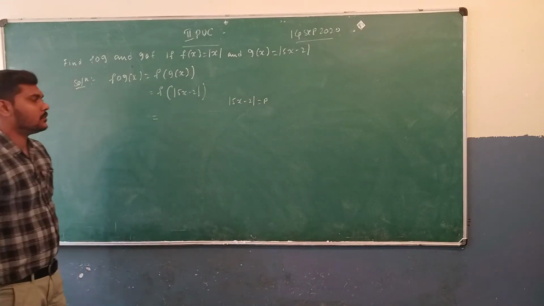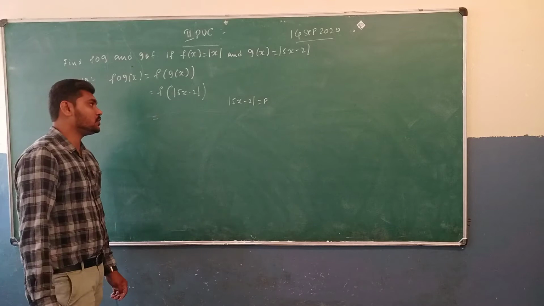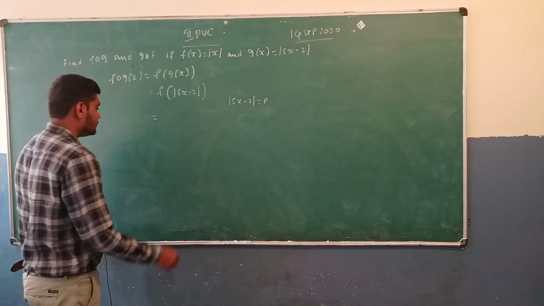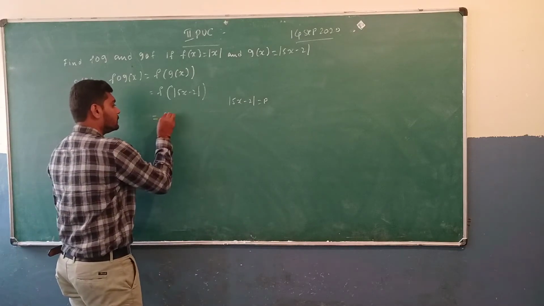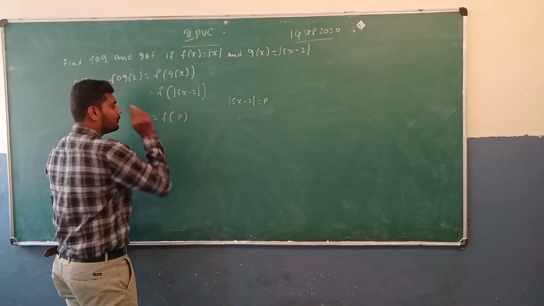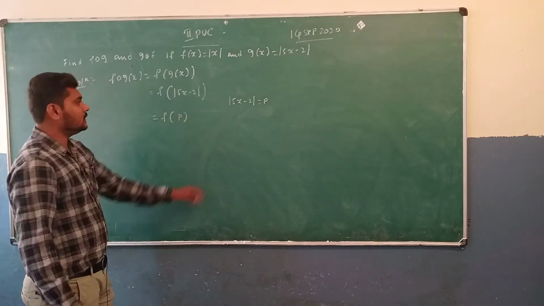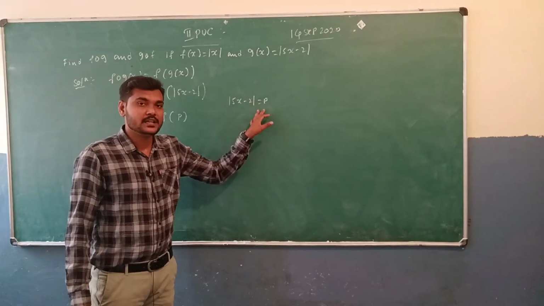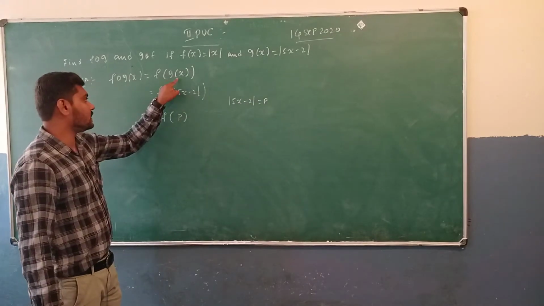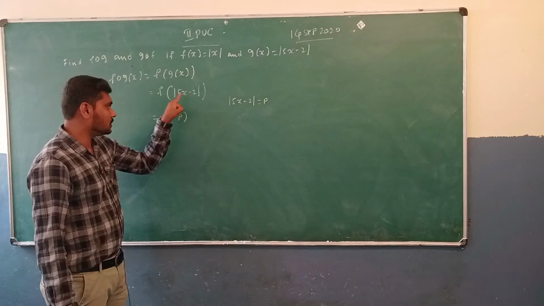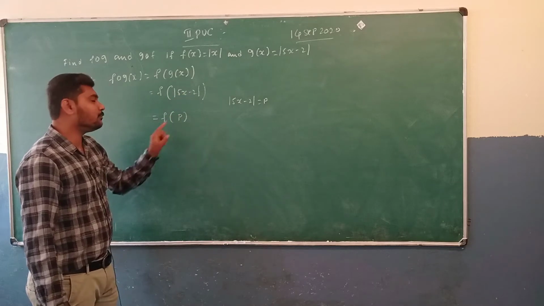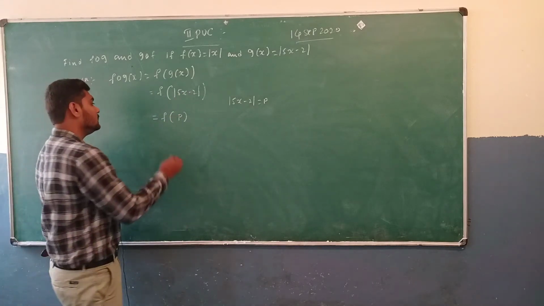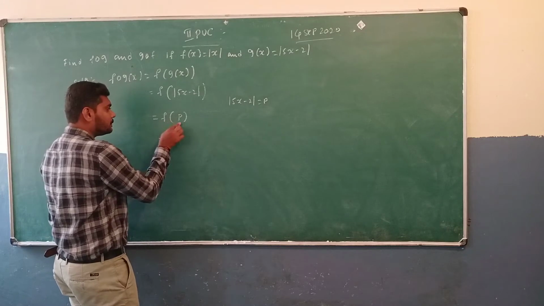Just I'm replacing mod of 5x minus 2 by p. Then it's going to be f of p. So instead of g of x, instead of mod of 5x minus 2, I'm just substituting the value of p. So then, what is the value of f of p?